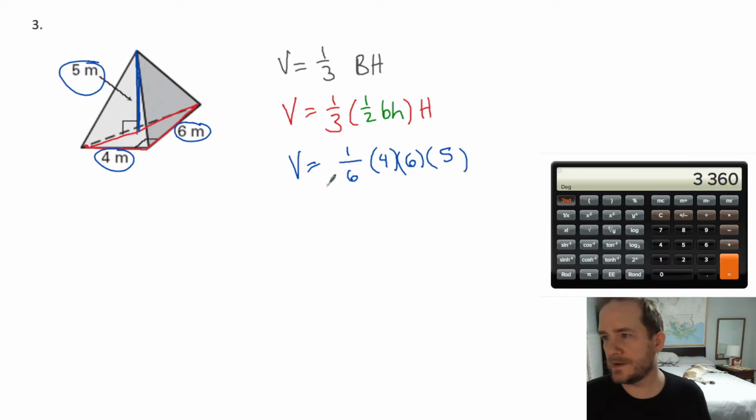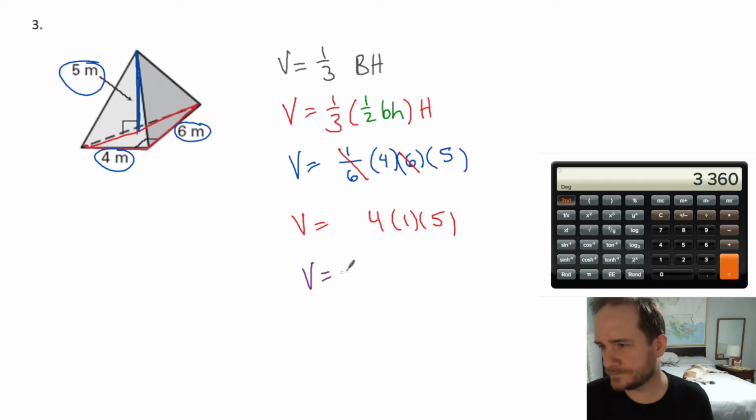Alright, so this one kind of played out nicely. I know I can just take 1/6 of 6, and then I'll have 4 times 1 times 5, which of course is 20. Cubic meters.